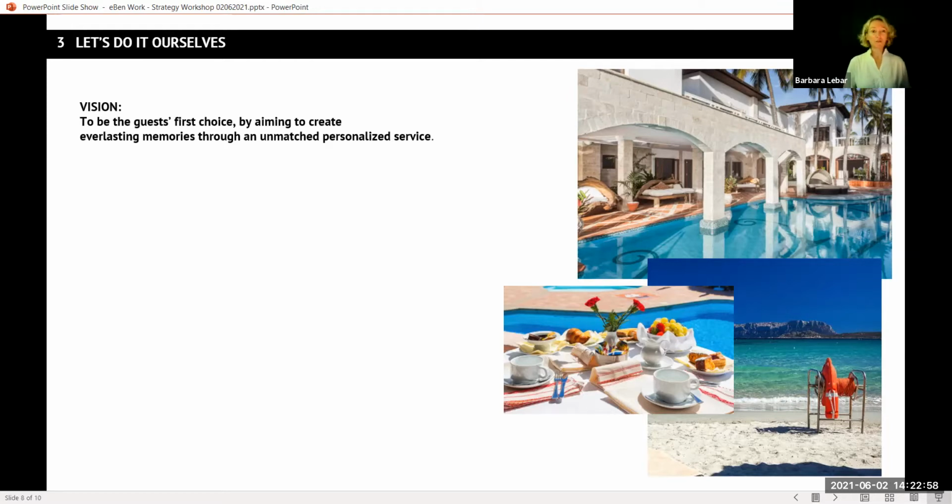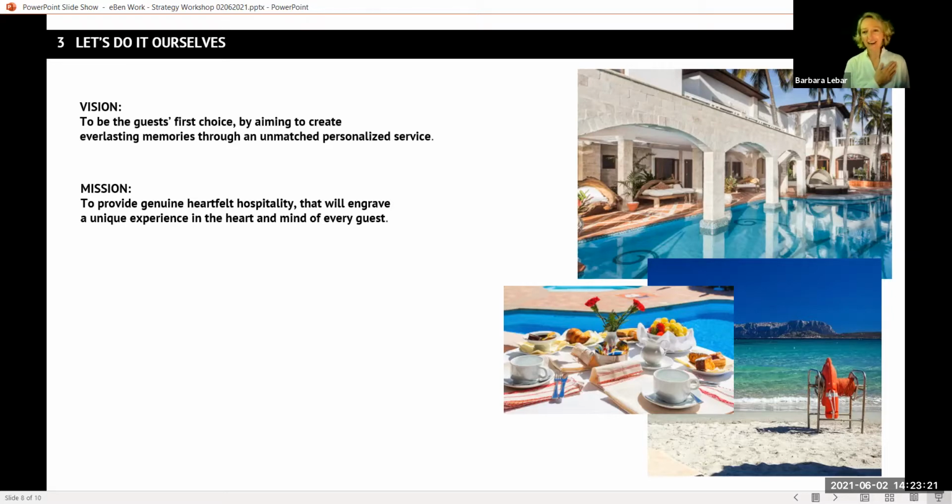The hotel management or owner, or maybe it was you already there before, already prepared the vision. So the vision is that you want to be the guest's first choice by aiming to create everlasting memories. And you see through what? Through personalized services. So it's really about personalization. What's the mission? The mission of the hotel is really to provide genuine, as it is stated, heartfelt hospitality. So it's real. It's not something artificial, but really real, that will engrave the experience, as it is stated, in the heart and in the mind of every guest. So it's really something very personal.